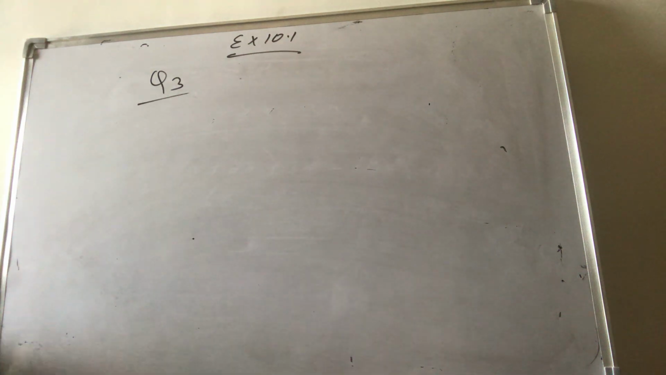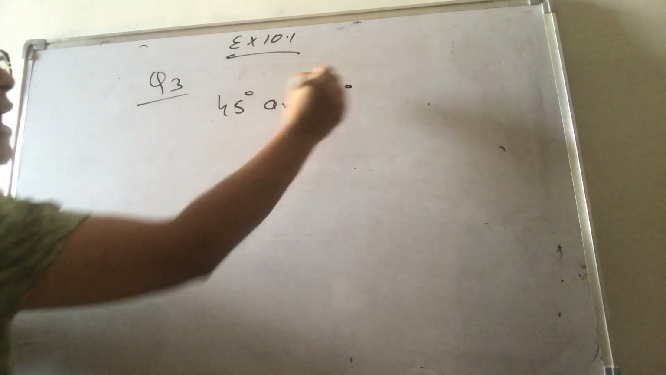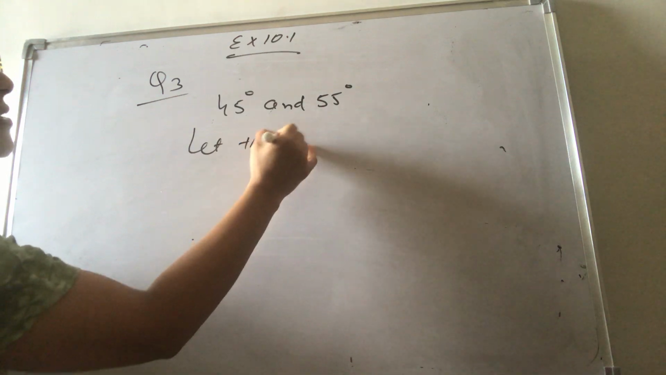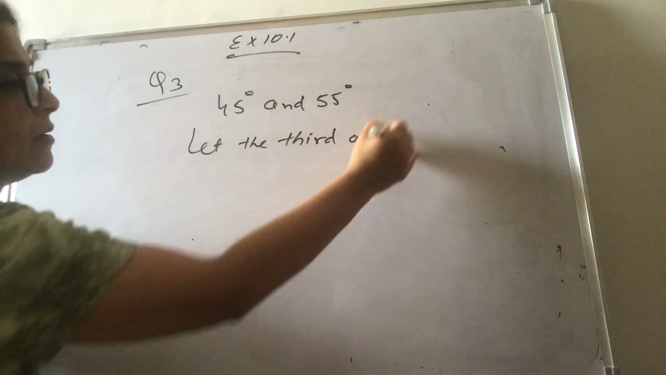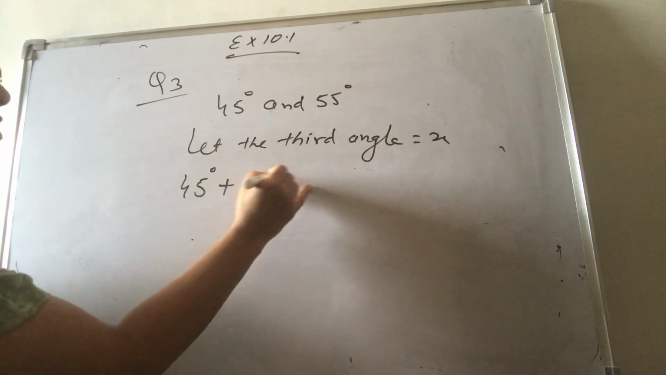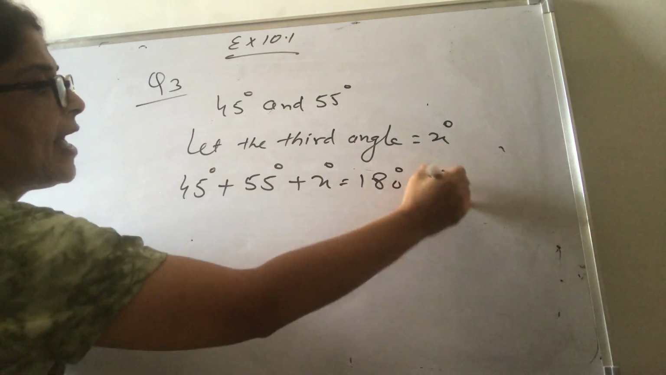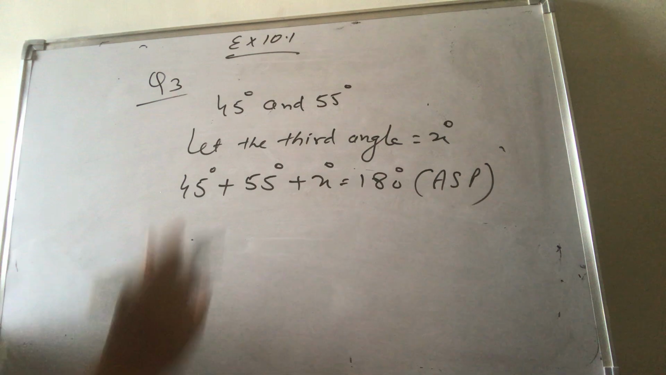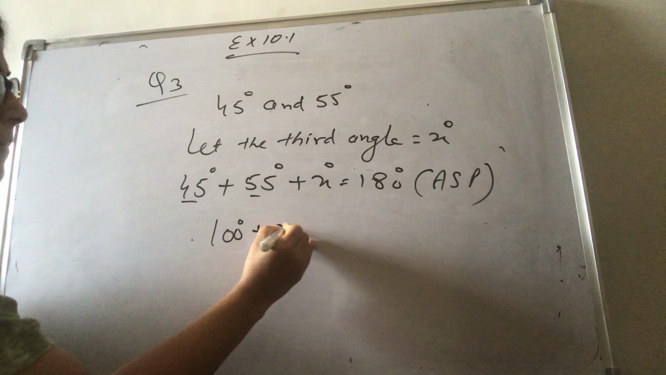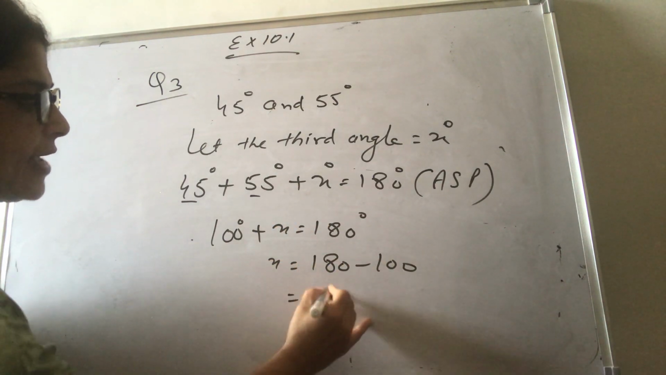We are given two angles of the triangle as 45 degree and 55 degree, and we know that a triangle has three angles. So let the third angle be x. Now we will use angle sum property. 45 degree plus 55 degree plus x degree is equal to 180 degree, and this is by angle sum property. We will find the value of x. 45 and 55 will be 100 degree plus x is 180 degree. X will be 180 minus 100, that is 80 degree.